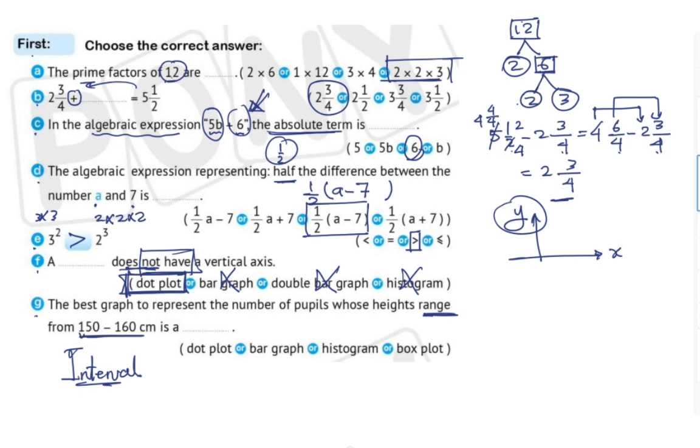Right, between two numbers. So a dot plot doesn't represent intervals, neither does a paragraph or a box plot. Just a histogram represents intervals.